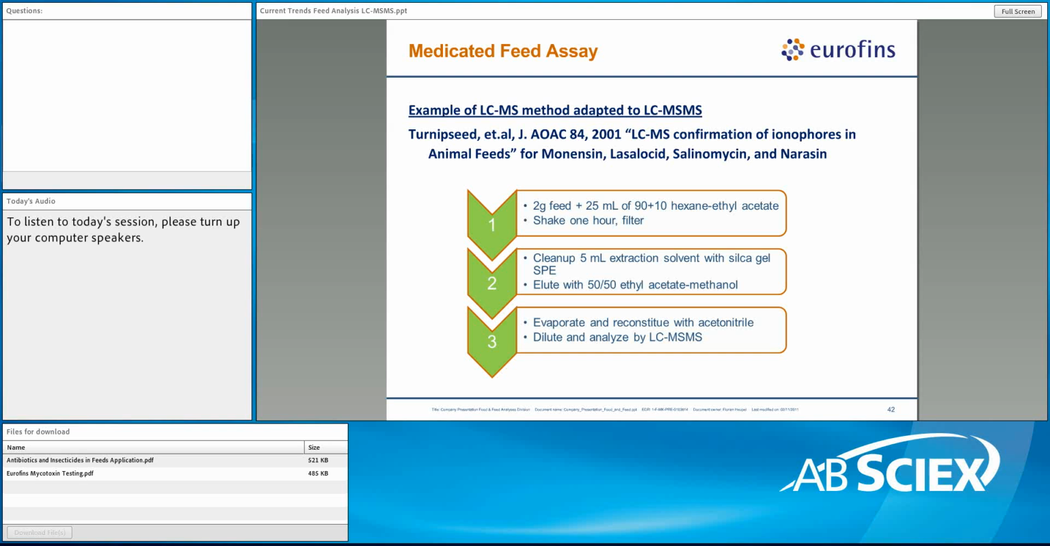The next example of another adaptation was an example of an LC method adapted to LC-MS/MS. In this case, a published method in the Journal of AOAC in 2001 by Turnipseed and Company for the determination of ionophores in animal feeds, or a select list of ionophores there. We used essentially the same extraction and cleanup method that they used in that paper, and we adapted that to LC-MS/MS with good results. In this case, it was a very straightforward cleanup. Most laboratories can achieve this in a very short time period in their laboratories.